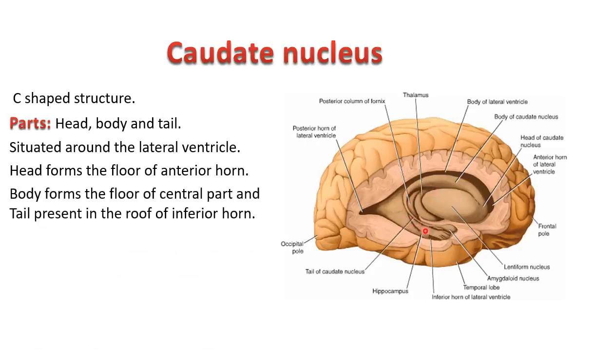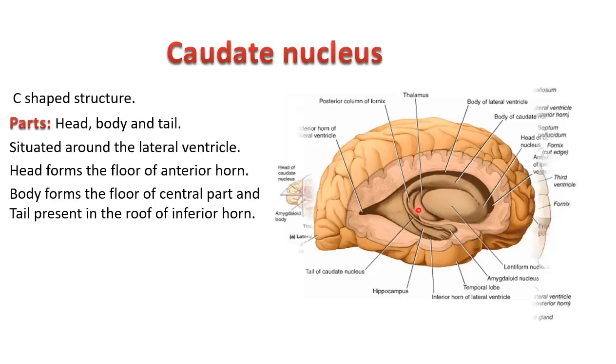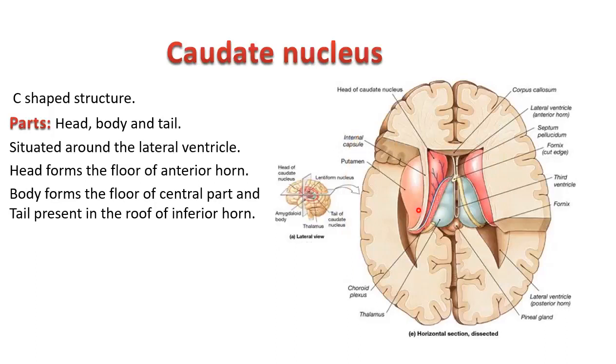So the tail forms the roof of the inferior horn, the body forms the floor of the central part, and the head forms the floor of the anterior horn of the lateral ventricle. Medial to the caudate nucleus you are able to see the thalamus. So now you can see this caudate nucleus is medially related to the thalamus.